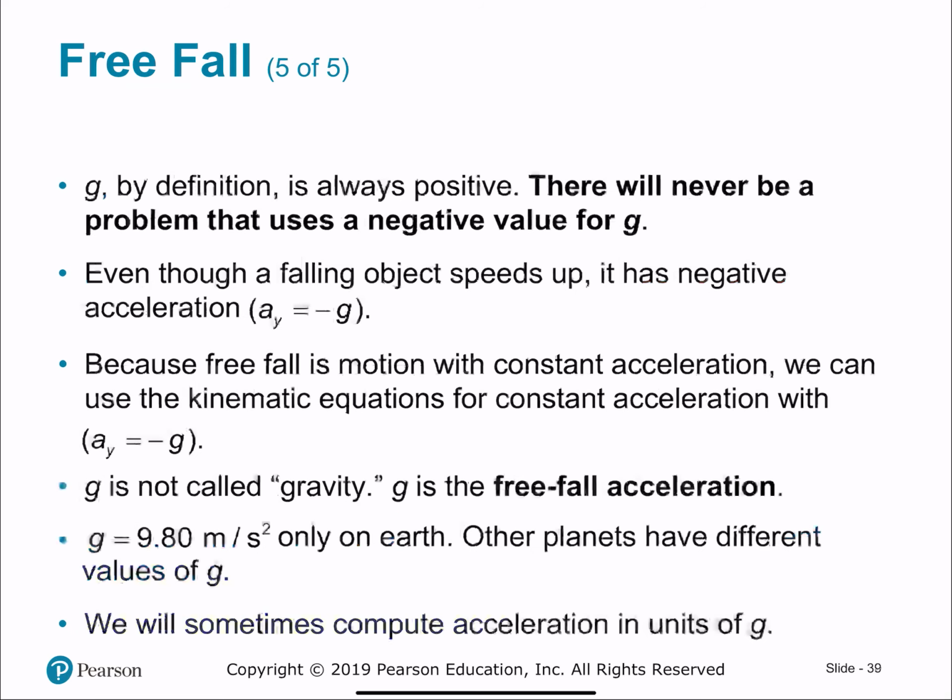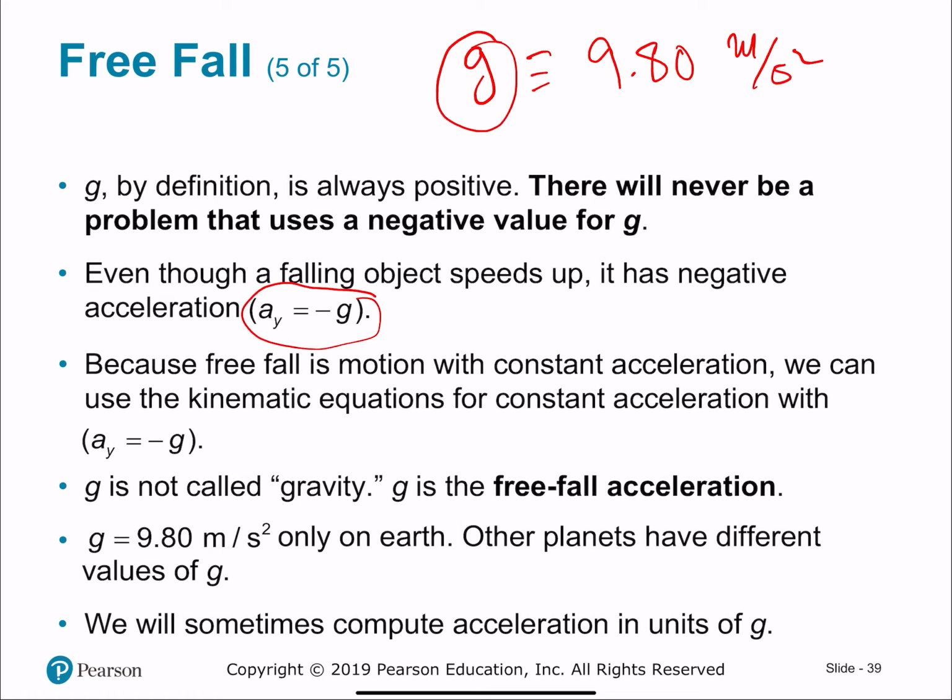So g is a constant, a name that we give to the acceleration of gravity. This number is always positive, and by definition is 9.80 meters per second squared. However, the acceleration is a vector and it has a direction. So the acceleration is minus g. So you have the minus in front of g, which is a positive number.